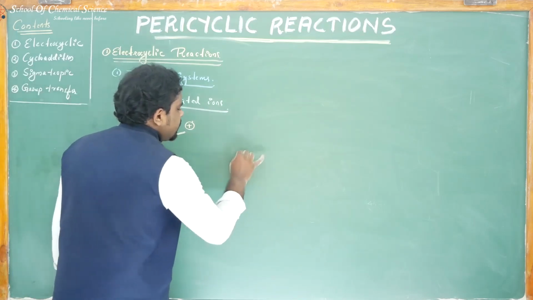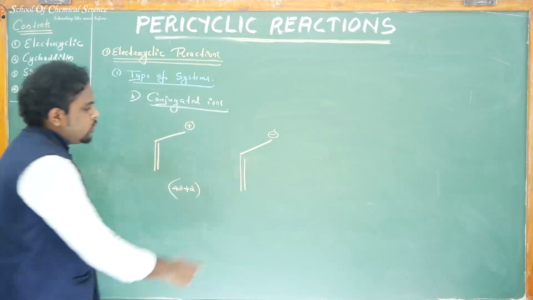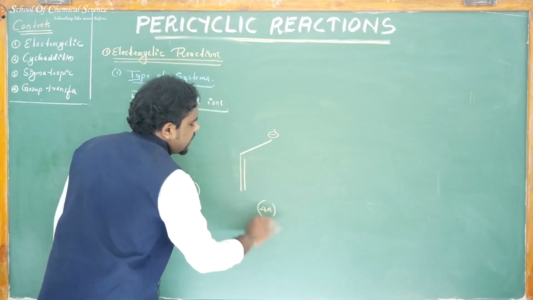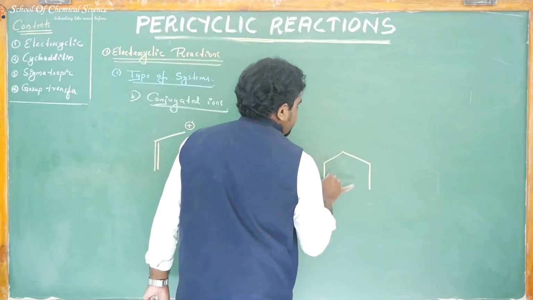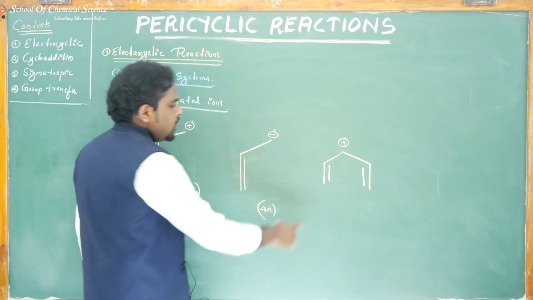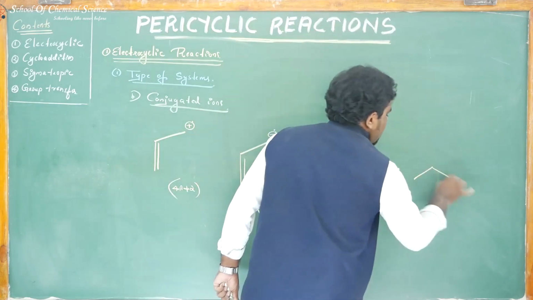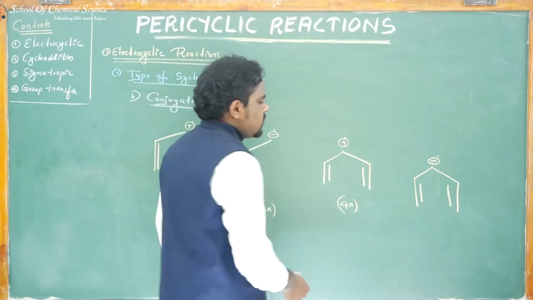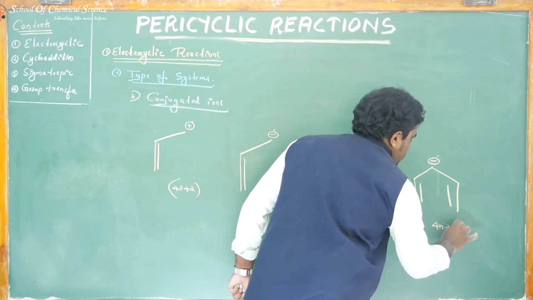Then another example, minus. How many pi electrons are there? 2, and this minus also 2 electrons, so 2 plus 2, 4 electron. So this is an example for a 4n system. Another example, plus. How many pi electrons? 2 plus 2, 4 pi electrons. So an example for a 4n system. Another example, minus. How many pi electrons? 2, 4, and this minus also 2. So 6 pi electron, which is a 4n plus 2 system.